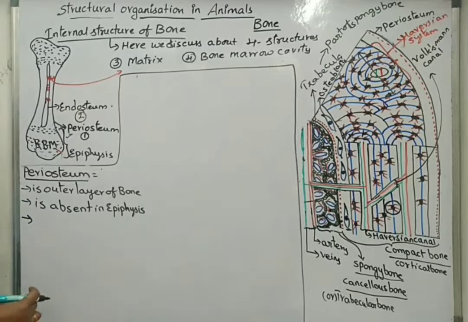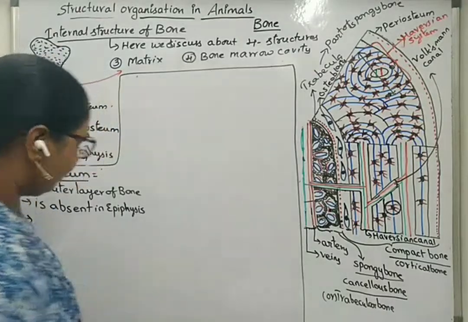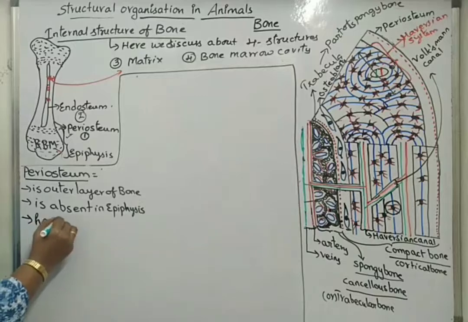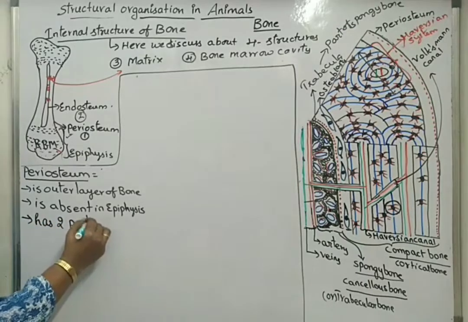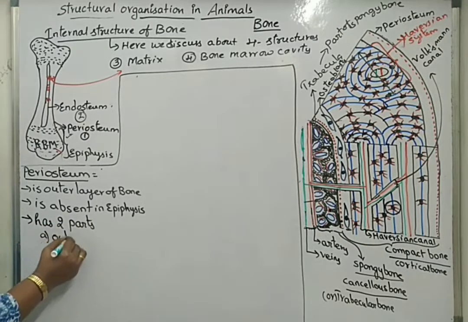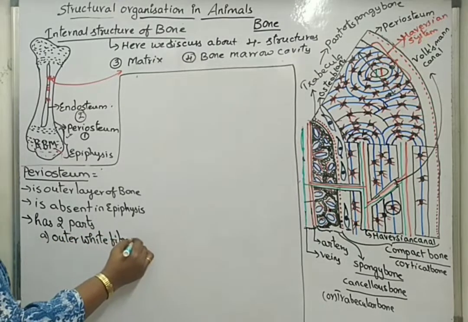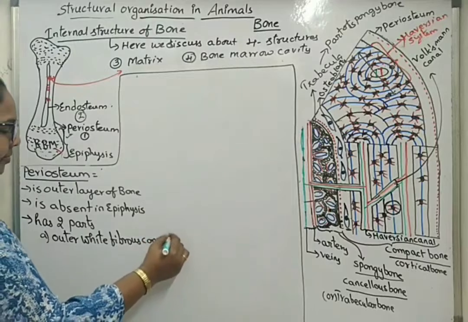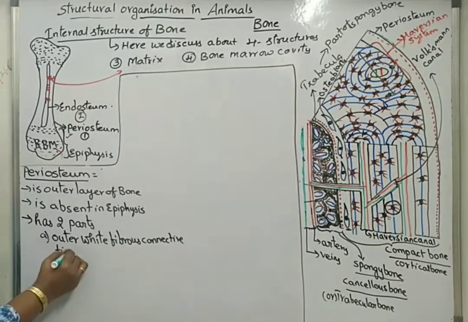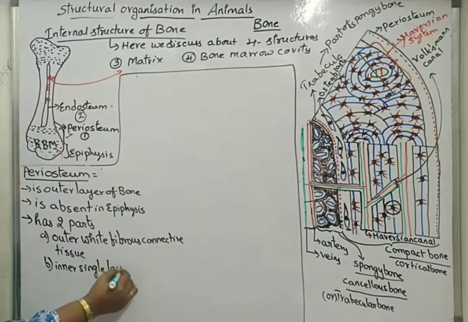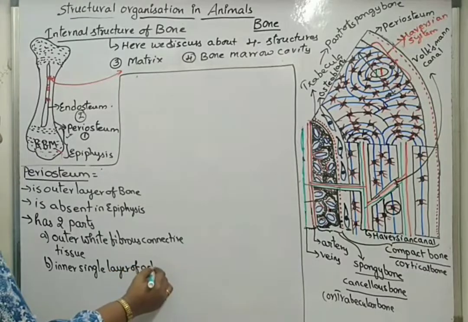Now, periosteum, it is of two types, or it has two parts. One is outer white fibrous connective tissue. Second one, inner single layer of osteoblasts.